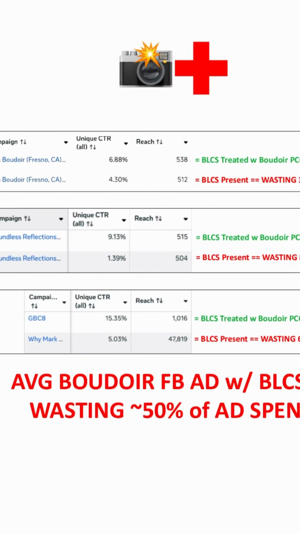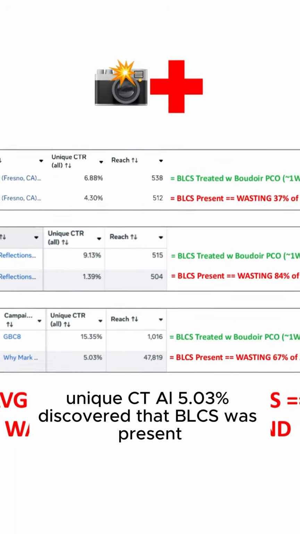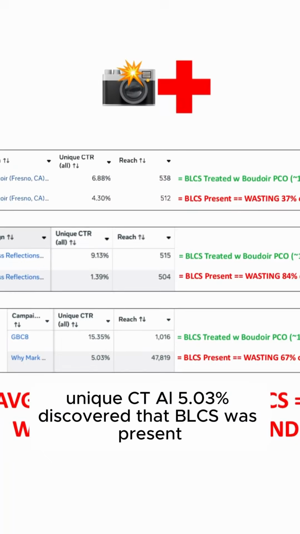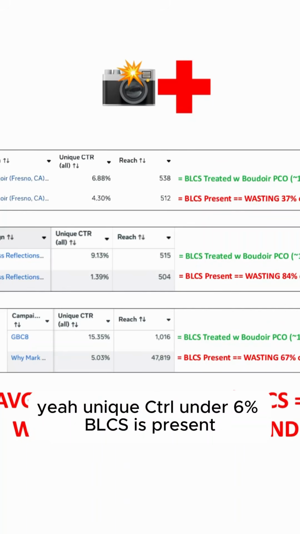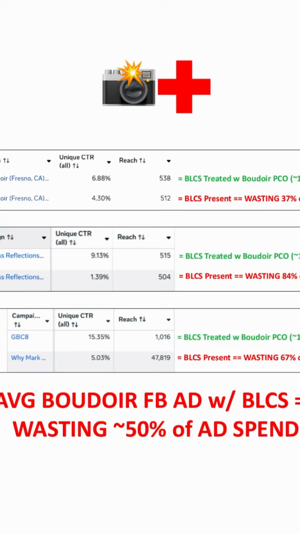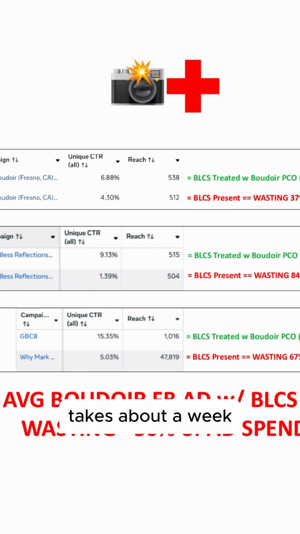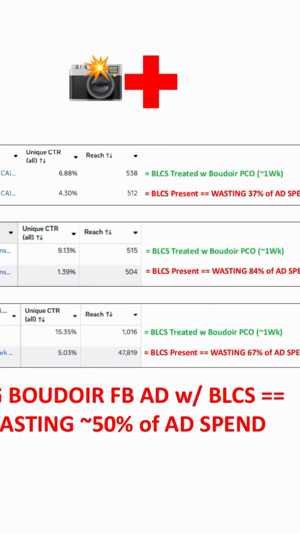Finally, my hospital now had a patient come in, unique CTR 5.03%, and we discovered that BLCS was present. Unique CTR under 6%, BLCS is present, Boudoir Low-Click Syndrome. So now we've got the solution. We can treat it with Boudoir Pico. It takes about a week. And we got the unique CTR up to 15.35%.